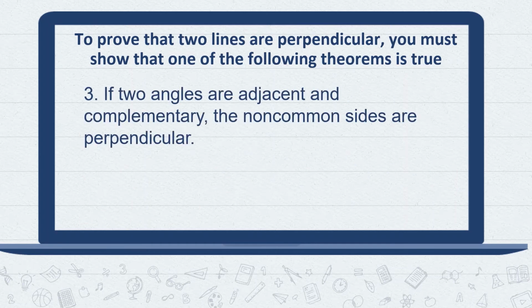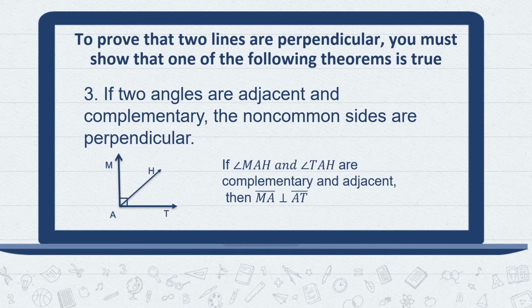Another is if two angles are adjacent and complementary, the non-common sides are perpendicular. Considering the given figure, if angle MAH and angle TAH are complementary and adjacent, then MA is perpendicular to AT.